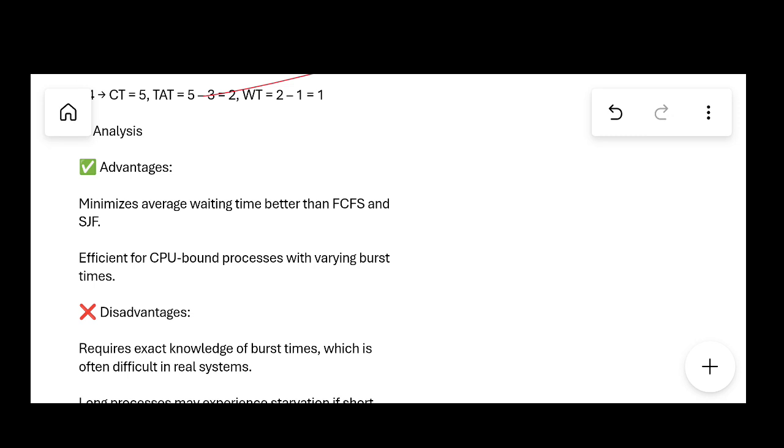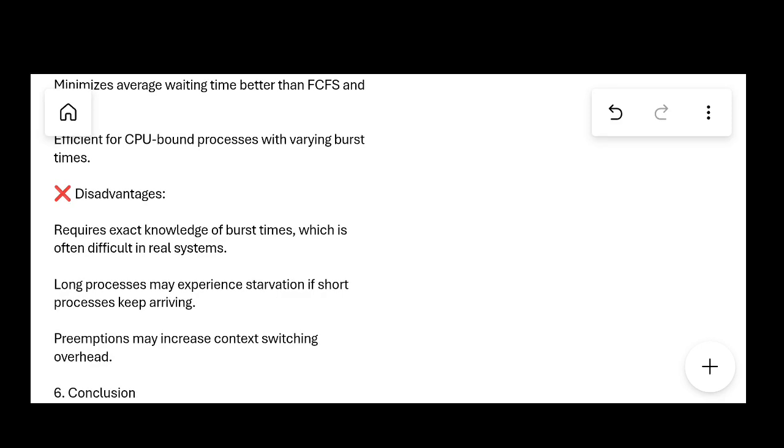Basically, the advantages are that it reduces average waiting time, so short processes finish quickly, and it gives efficient CPU utilization, meaning less idle time. Now the disadvantages: it needs exact burst times, which is hard in real systems. It can cause starvation, so long processes may wait indefinitely. And there is more context switching, a slight overhead. So SRTF is efficient but needs careful management in a real operating system.